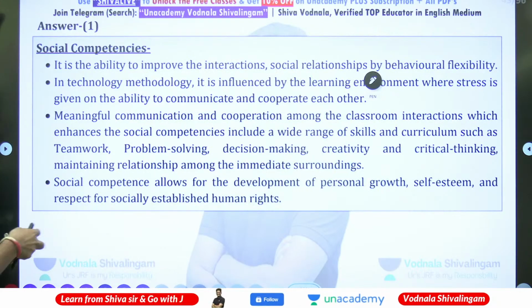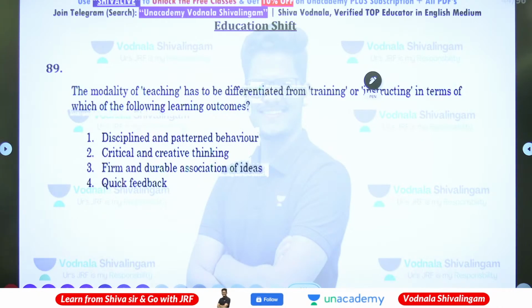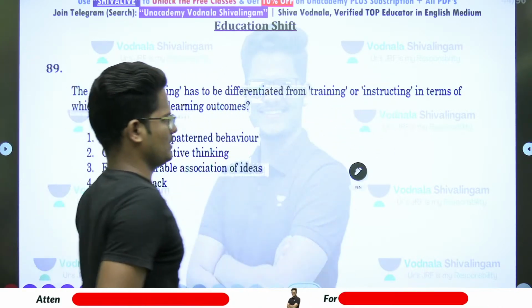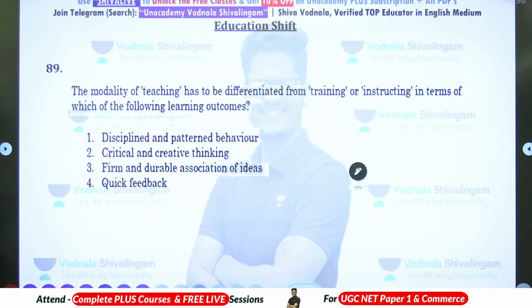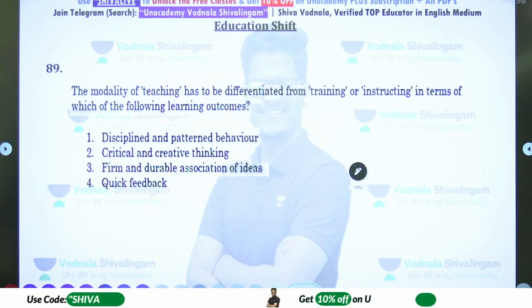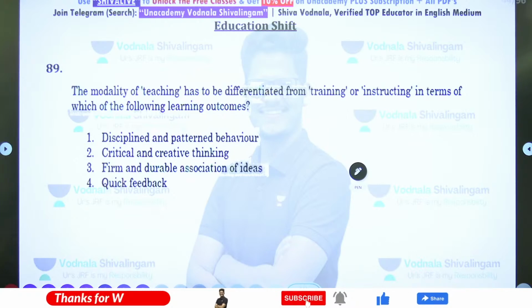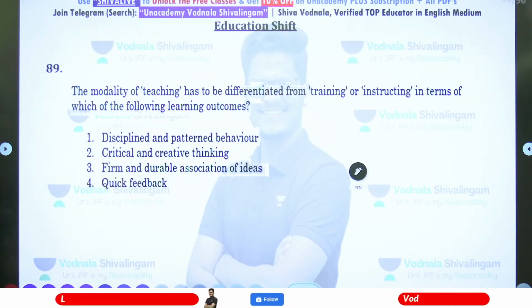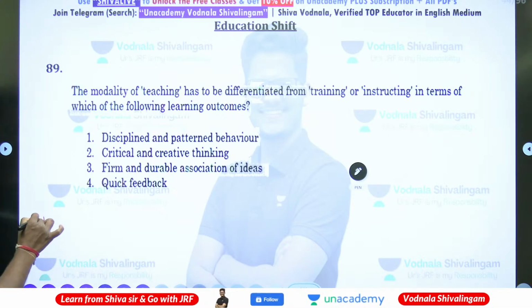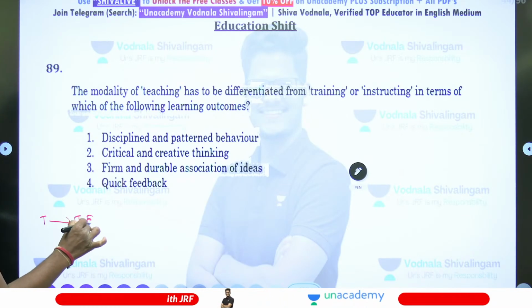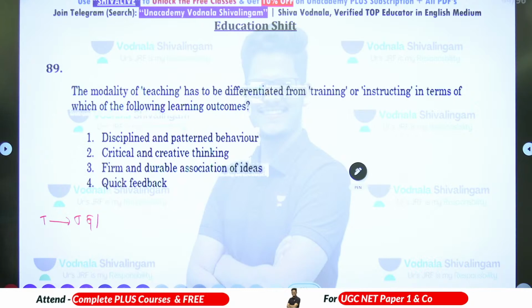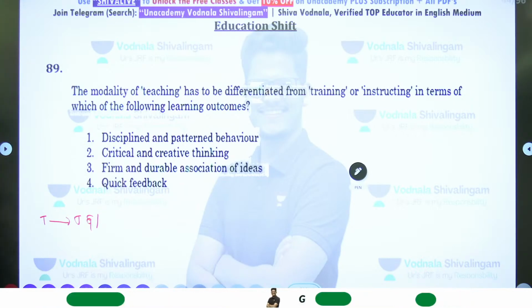Right? ACD. Next. If you can understand the word meaning in the question, it will be easy for you to pick up the statements, because statement-related questions are confusing somehow. The modality of teaching has to be differentiated from training and instructing in terms of the following learning outcome. On what basis can we differentiate teaching from training as well as instruction?